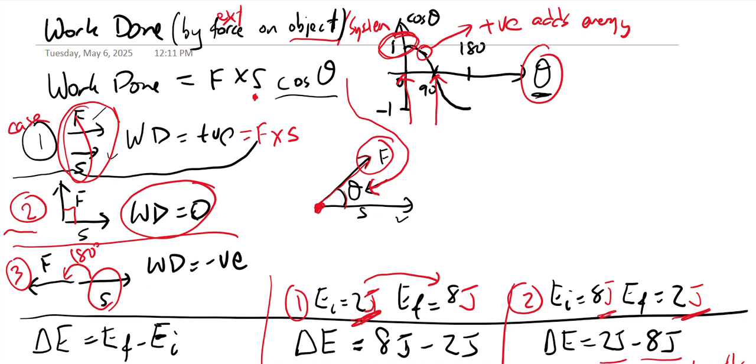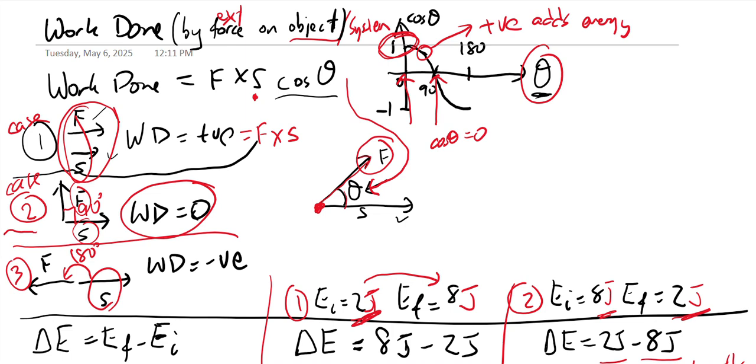So we move on to case 2, which is the case whereby F and S are 90 degrees to each other. When F and S are 90 degrees to each other, you can see that cosine theta is 0. So cos theta is 0 means that work done is 0. Any force 90 degrees to the motion will not actually do work on the system, which means it cannot change the energy of the system.